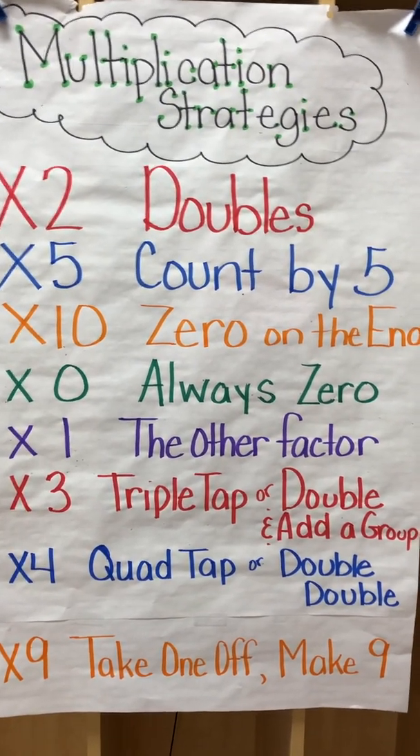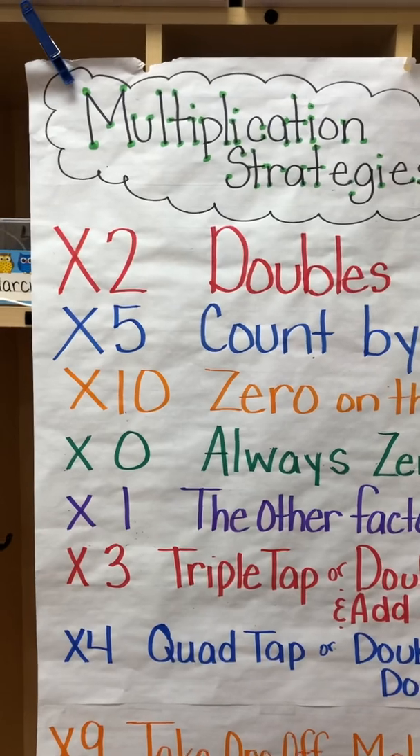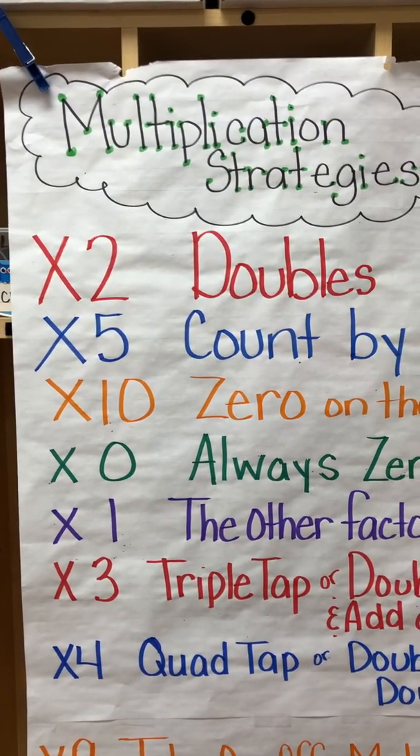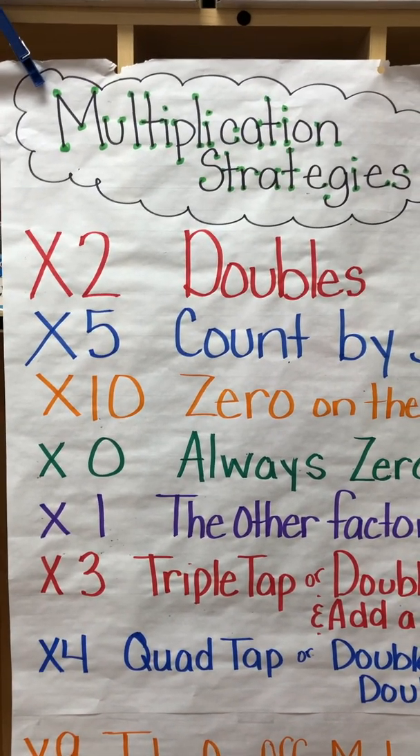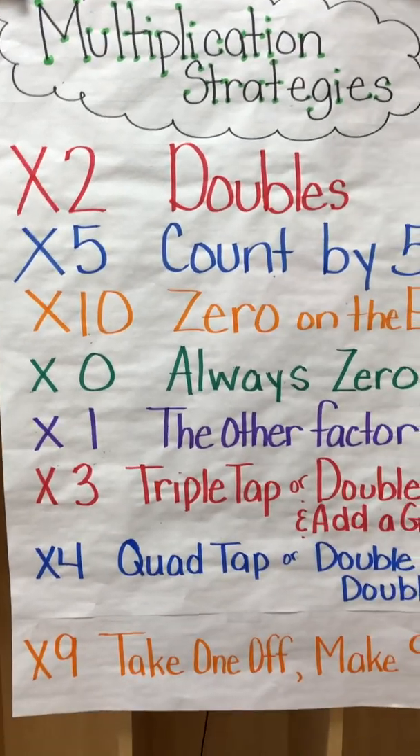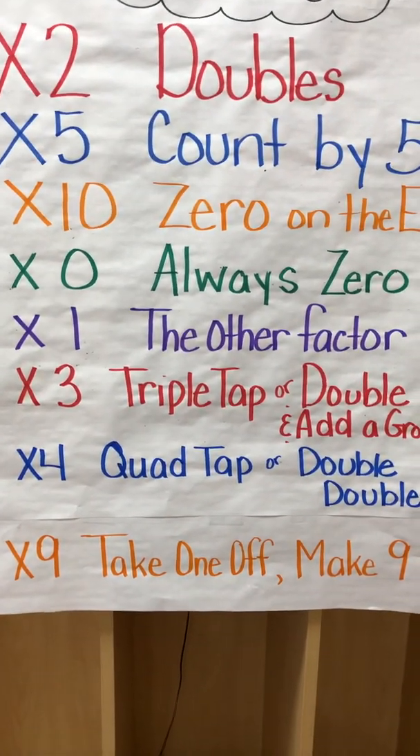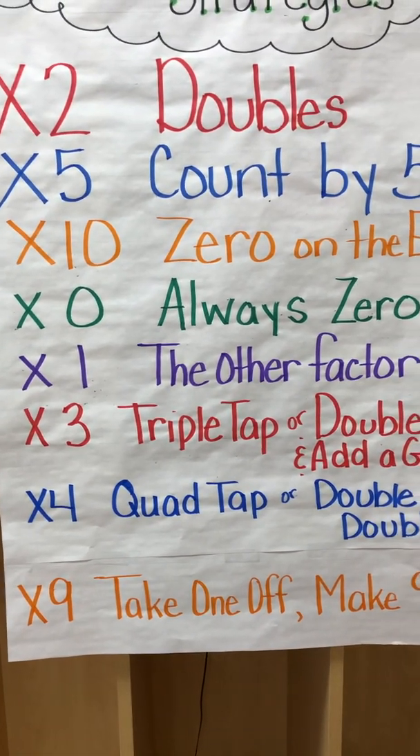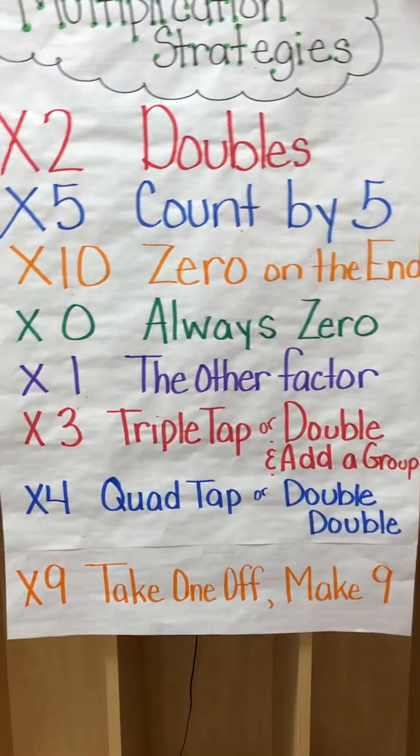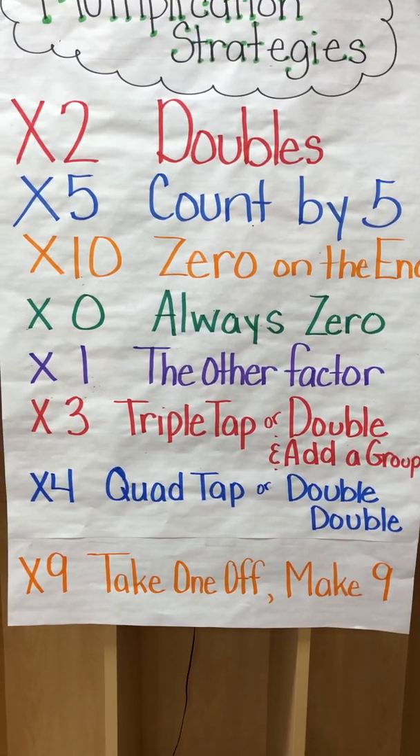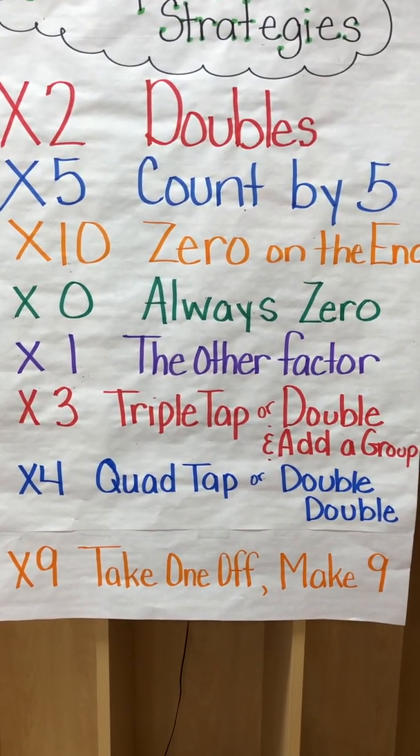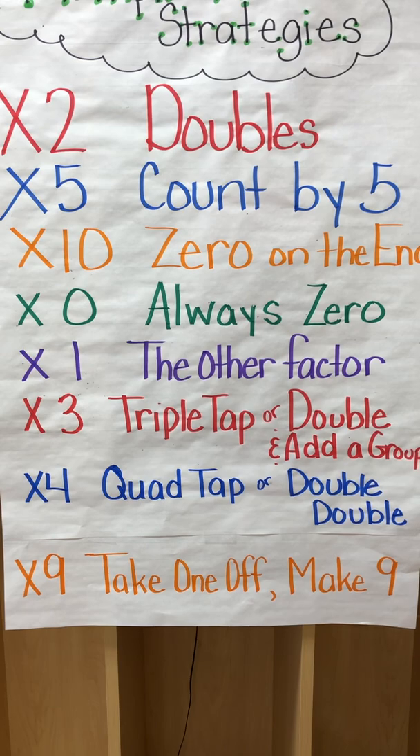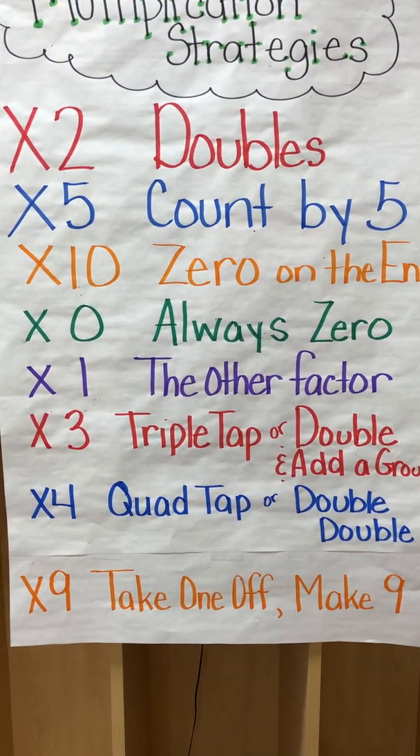And so we really practiced those at the beginning of the year, the times 2, 5, 10, 0, and 1. As we went on through the year, in fact, just in the recent weeks, we really started looking at times 3 and times 4, and we learned that we have a couple different strategies for times 3 and times 4. One of the strategies that some of the boys and girls end up adopting is the triple tap strategy.